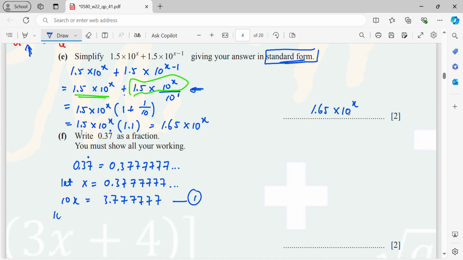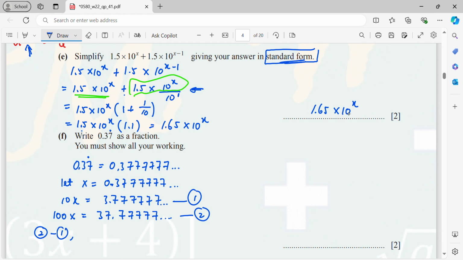After that, I multiply x by 100. So when I multiply by 100, it means that you are moving the decimal place 2 units forward. So it will be 37.7777. Okay, all this just continues until infinity times. And I let this be the second equation. So now I will just use the second equation minus the first equation.